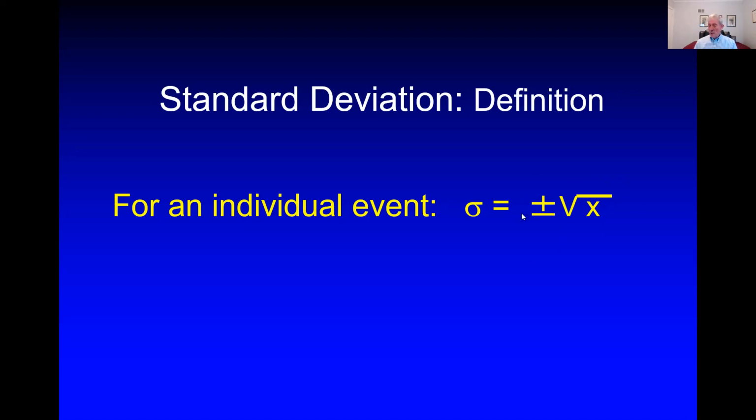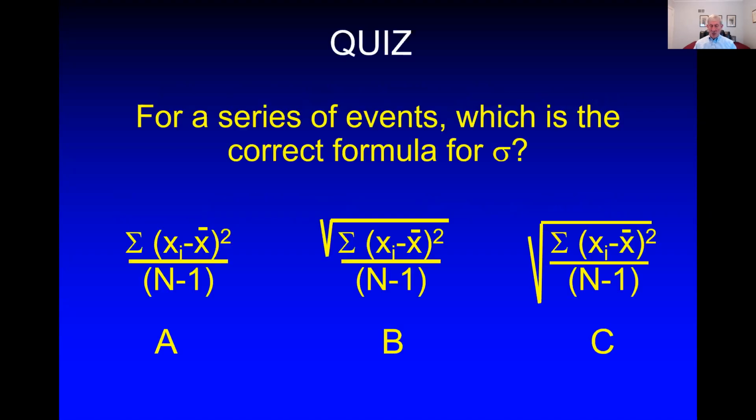Now, this is only applicable if you're counting one time. If you're counting a series of times and n is some other number like 5 or 10, you've counted it multiple times, then we have a totally different formula, and we're going to take a look at it. And in fact, I took this question off of an old exam. Which of those 3 formulas is the correct formula for sigma for a series of events? You've counted a sample multiple times.